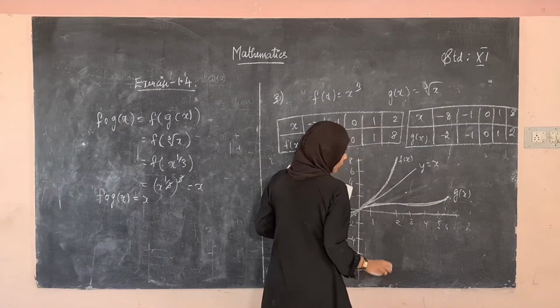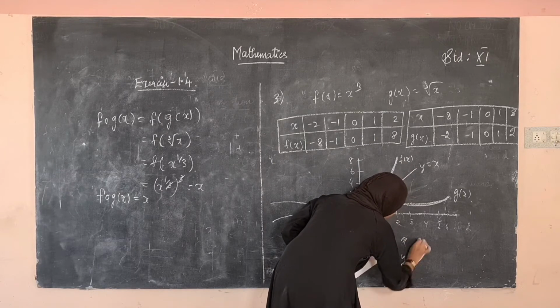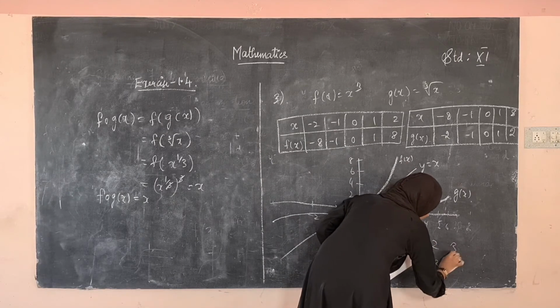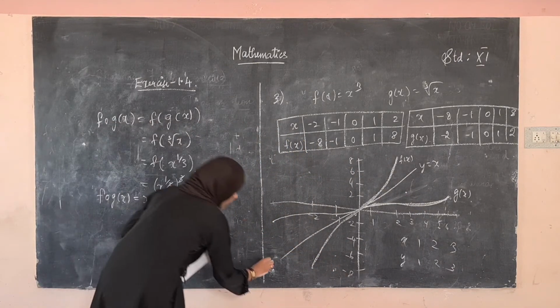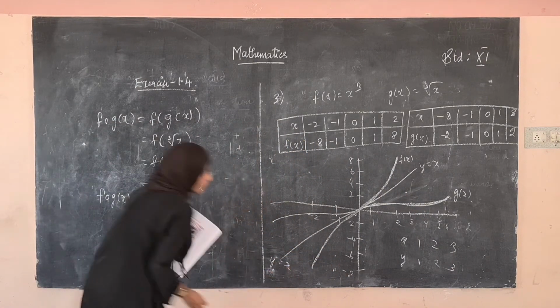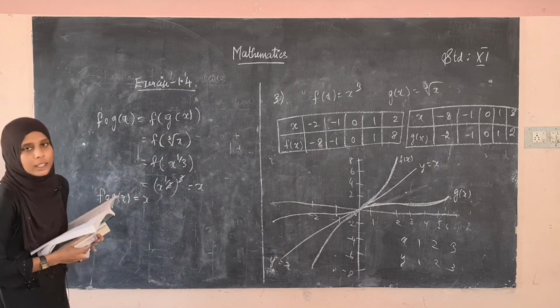So what happens? y is equal to x means for 1, 1, for 2, 2, for 3, 3. It goes on like this, right? For minus 1, it is minus 1. So this is the graph, line y is equal to x. These three only we have to draw in the graph we have drawn.